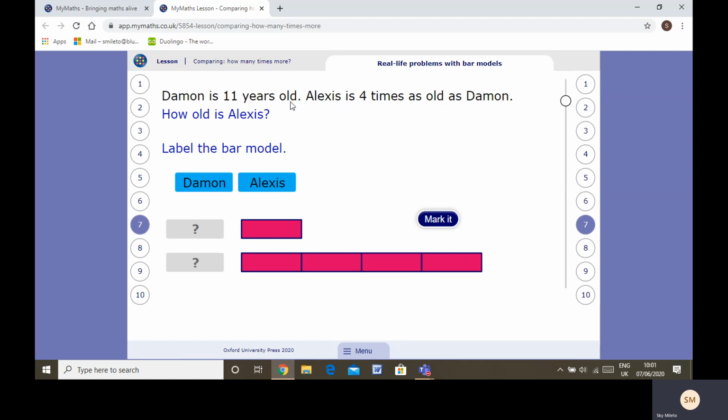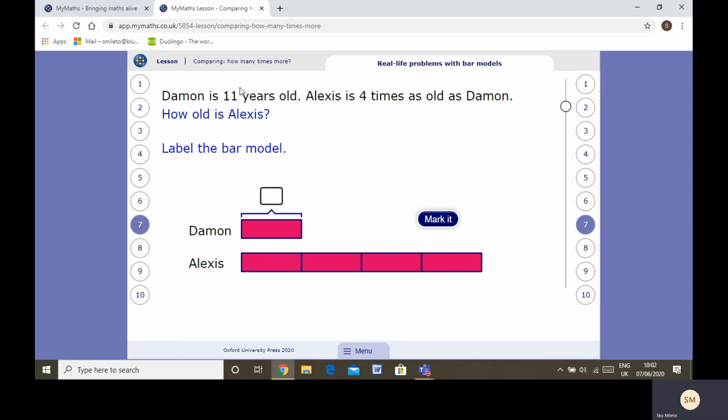Damon is 11 years old. Alexis is 4 times as old as Damon. So how old is Alexis? Now Damon is the younger one and Alexis is the older one. Therefore, Alexis is going to have more parts on his bar. And Damon is going to have the shorter bar.